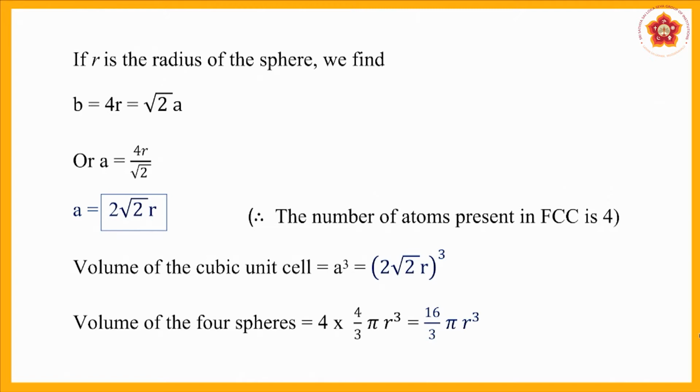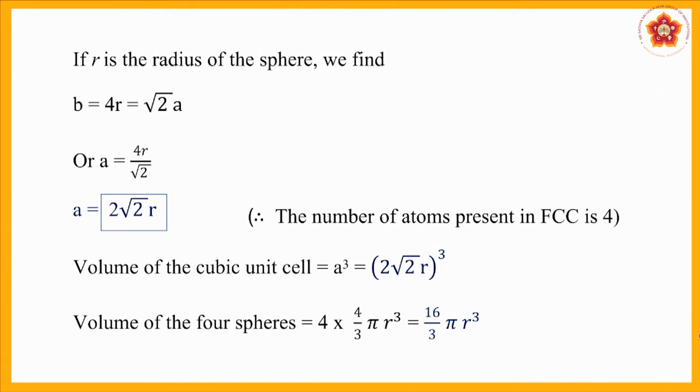We already calculated the number of atoms present in the FCC. There are 4 atoms present in FCC. So, the volume of the cubic unit cell, we know the formula, is A cube. We know the value of A, so put the A value in that, and cube it. Then the volume of the 4 spheres: there are 4 spheres present in the FCC or CCP, and the volume of a sphere is 4 by 3 pi r cube, that is the formula.